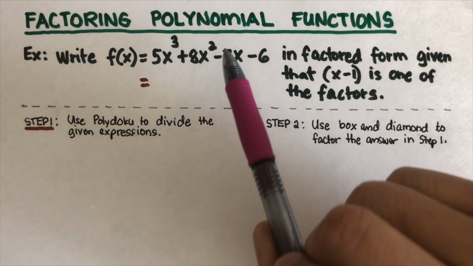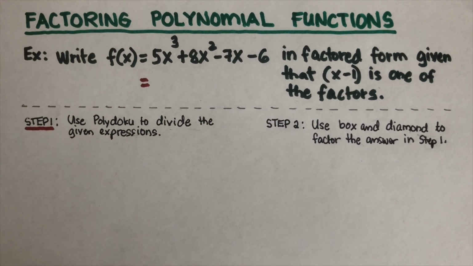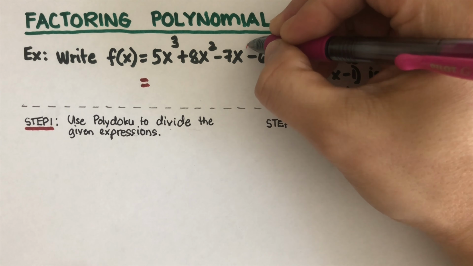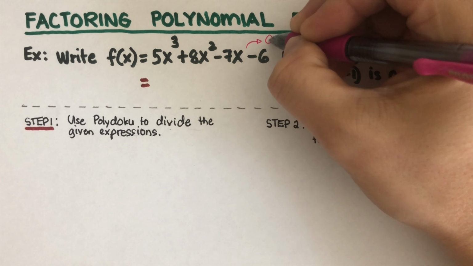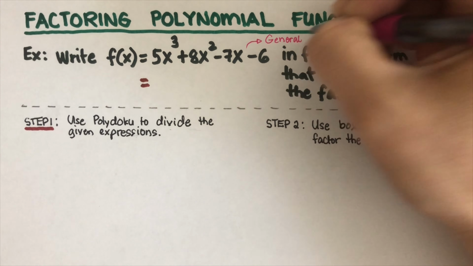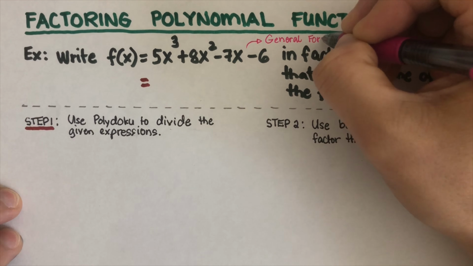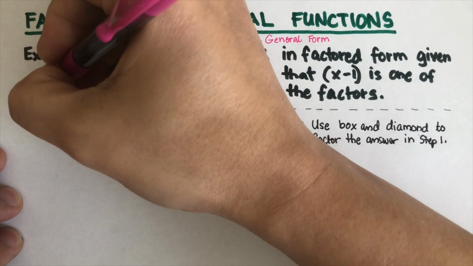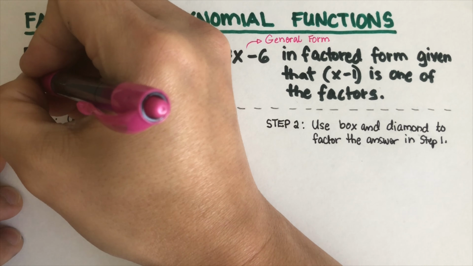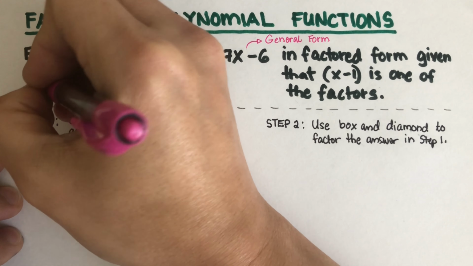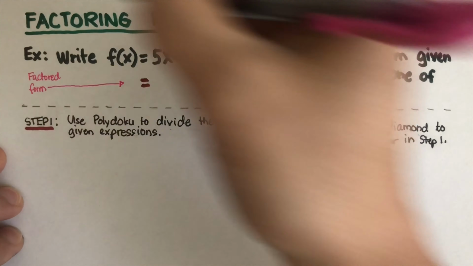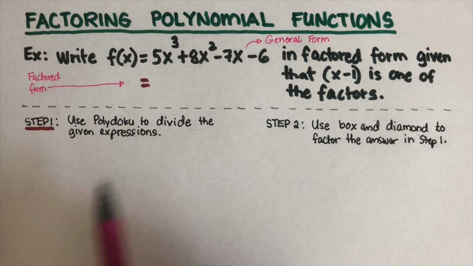Today we will be factoring polynomial functions. The other way to say factoring polynomial is that this is an example of a general form of an equation of a polynomial. So that is general form. Our task today is to come up with an equivalent equation, which we will call the factored form. So that is our target for today, and we have steps that we need to do over here.